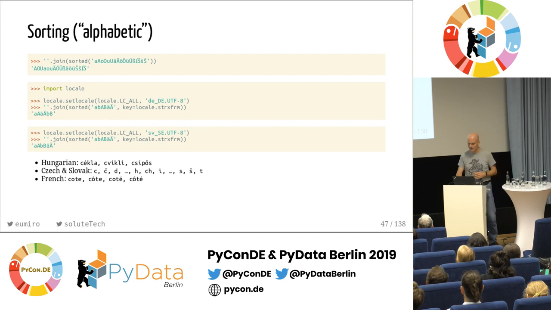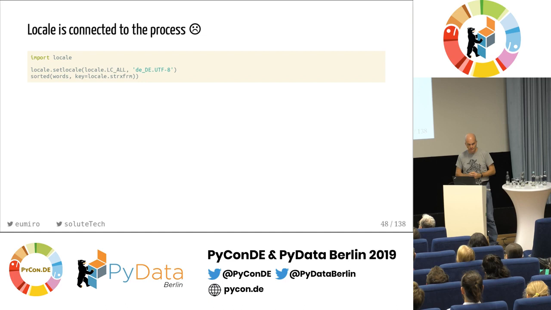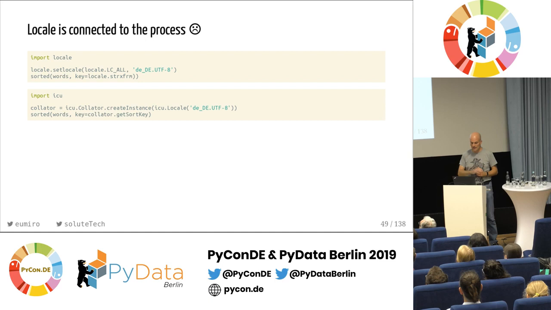The problem with locale is that it is connected to the process. So if you change the locale, the whole process has been changed. It means that if you have a web server, and there is some user that wants to see a list of names sorted the German way, Swedish way, or Czech way, and you set the locale, then the whole process will be changed. This is not what you want. That's why it's better to use ICU, International Components for Unicode, where you create an instance in that language, and then you can sort in that language without changing the locale of the process. And this is also what can be used to uppercase and lowercase the Turkish characters.